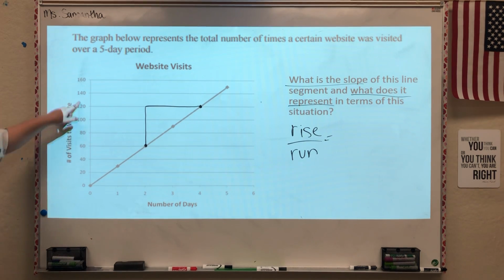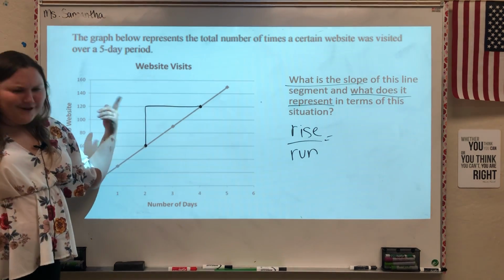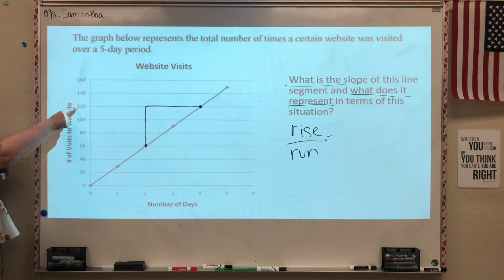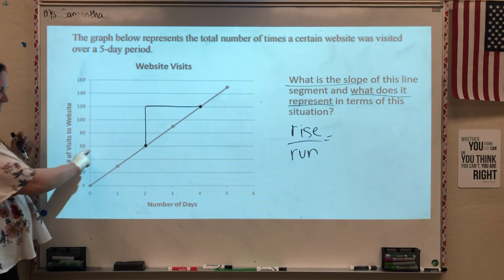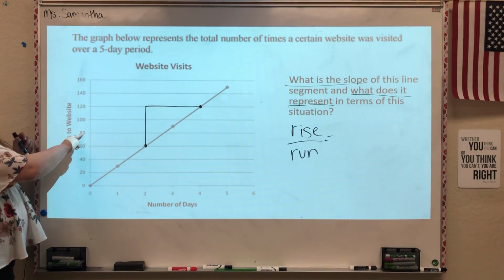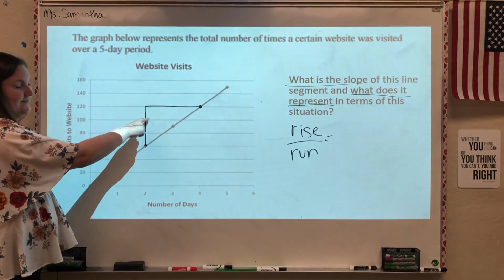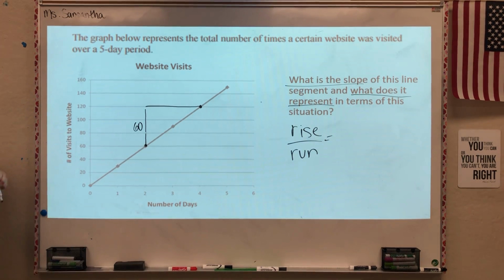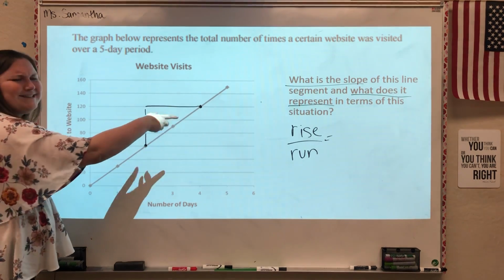Well, remember, one of the observations we made is that over here they're not counting by 1. So when I'm counting my rise, I'm also not going to count by 1. Over here, notice we're counting by 20. So when I go up a line, I'm not going up 1, I'm going up 20. So when I count this, I would say 20, 40, 60. Our rise is 60.